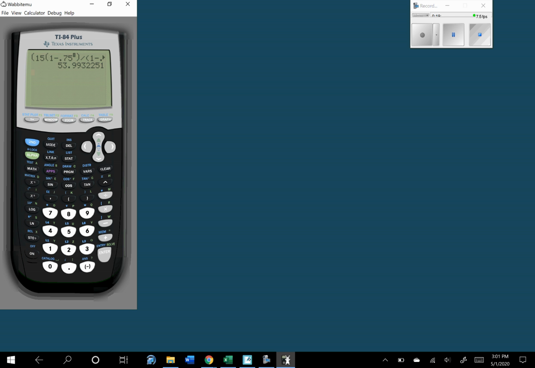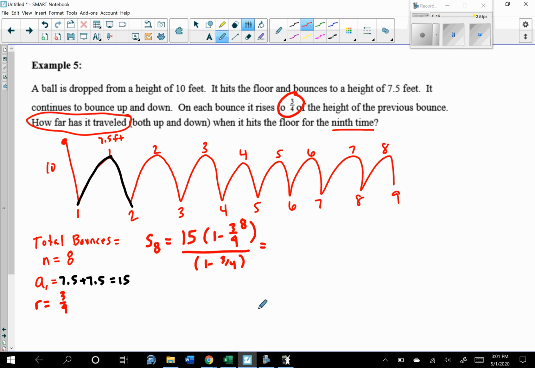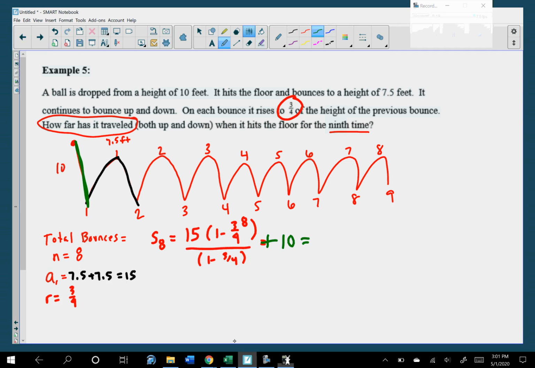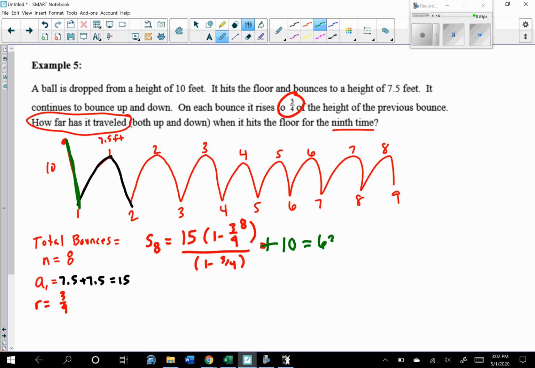So if I go ahead and hit enter now, I get 53.9932251. So if we go back to our equation, remember that this was looking at the sum in terms of the number of bounces. But this first portion is not included in the bounces, so this is not the correct total altogether. We actually have to add 10 to that. So if I go back to my calculator and hit plus 10, I get 63.9932251. So for this, we're going to round using 4 decimal places, so the answer is 63.9932 feet.